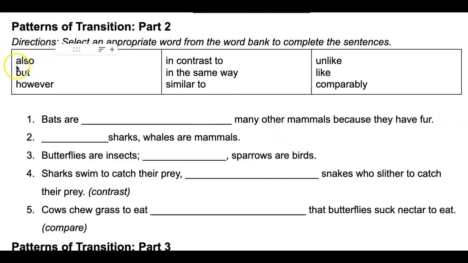The first comparing word is "also." If we try to put that into this blank, it says bats are also many other mammals. That doesn't fit with this sentence structure. This is contrast, contrast, contrast. What if I tried this one? Bats are in the same way. No, that one's not going to work. Bats are similar to many other mammals. Yep, that one will work. It wouldn't be "unlike" or "comparably." No, it could also be "like." So you could do "similar to" or "like."